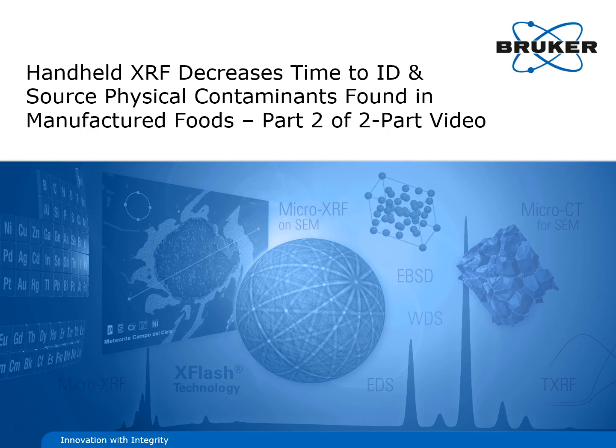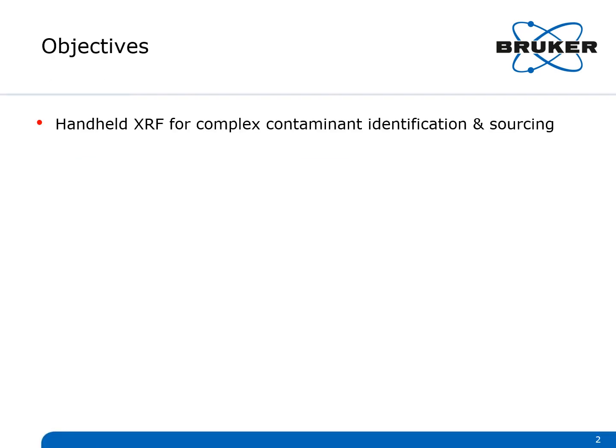This is part 2 of our video series on how handheld XRF decreases the time required to ID and source physical contaminants found in manufactured foods. In this video, we will explain how to identify and source contaminants for complex situations. These arise when there are multiple potential sources of the contaminant.